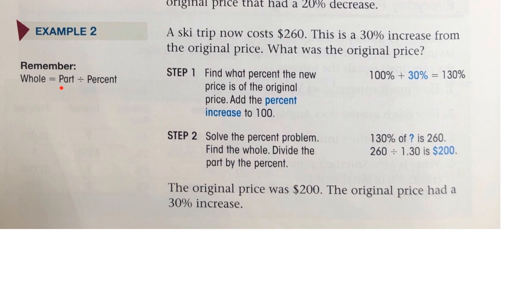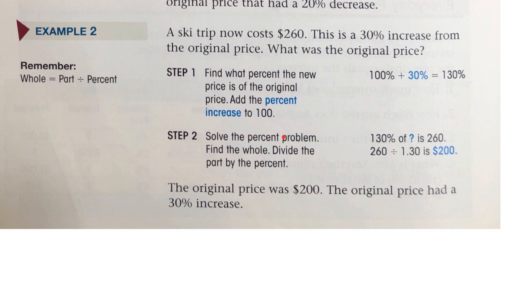Remember, the whole equals the part divided by the percent. So step 1, find what percent of the new price is of the original price. Add the percent increase to 100. So when you're doing percent increases, we're adding that to 100 because it's gone more than the original. So we start with the original and we've gone 30% more. So the part is 130% of the whole.